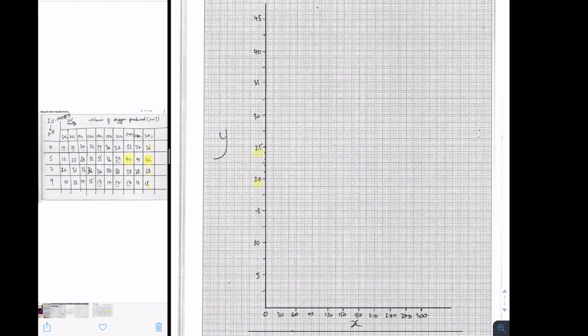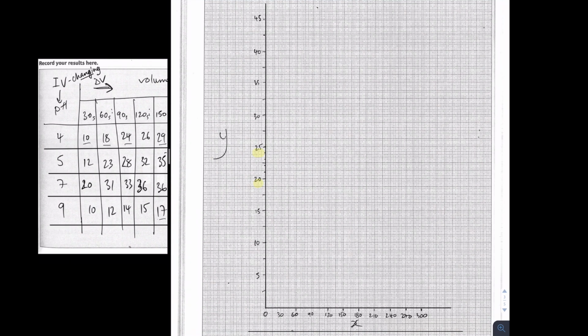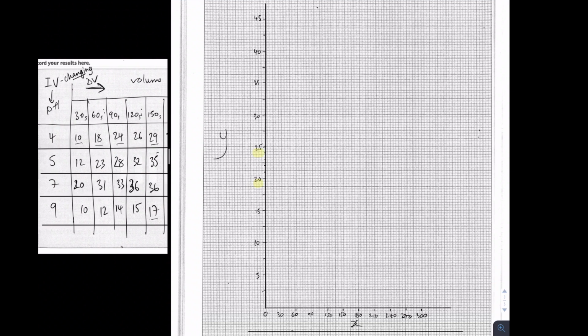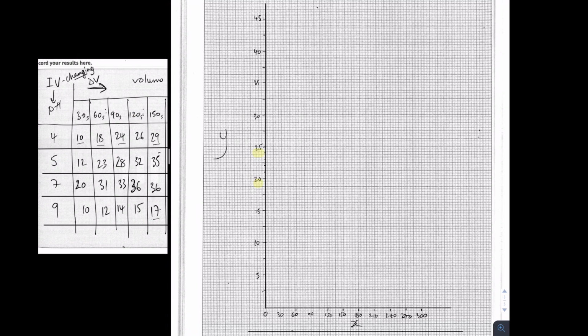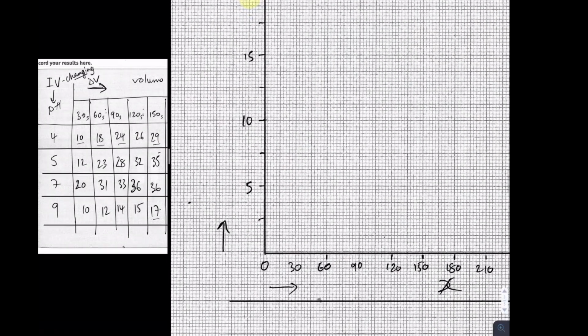Okay, guys, so let's now plot the data. So on this side here, I've got my results, and I will start with pH 4, and so at pH 4, at 30 seconds, I had 10, so I'm going across to 30 seconds here, and then I'm going up to 10. I know this might be obvious for many of you, but if I'm going to do this, I'm going to do it properly. So across 30, and then up 10.